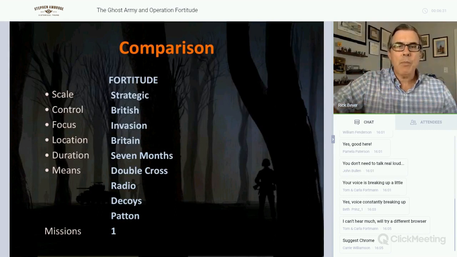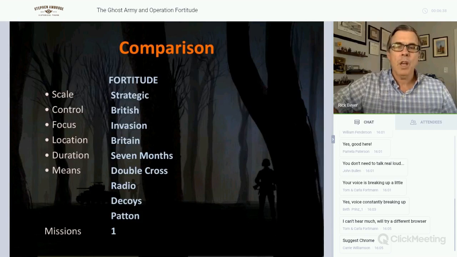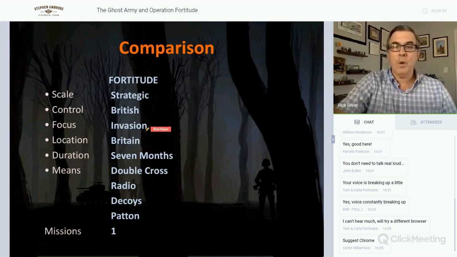The control of the operation is entirely British. There are some different British Army organizations involved with this. It ends up coming primarily under the 21st Army Group and General Montgomery, but it's all British controlled. The focus of this deception is, of course, the invasion, and it's carried out in Britain. None of this happens anyplace else, pretty much, except for Britain.